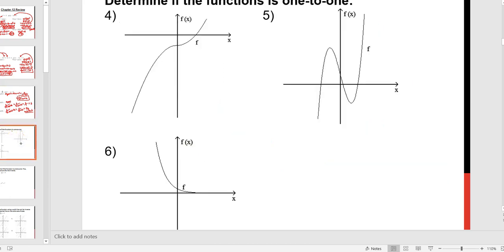1 to 1, I'm looking for 2 tests. Vertical lines, each one crosses once. Horizontal line, each one crosses once. So yes, this is 1 to 1.